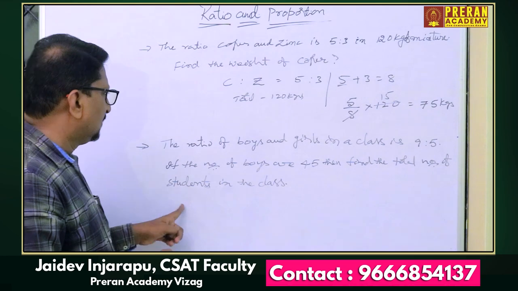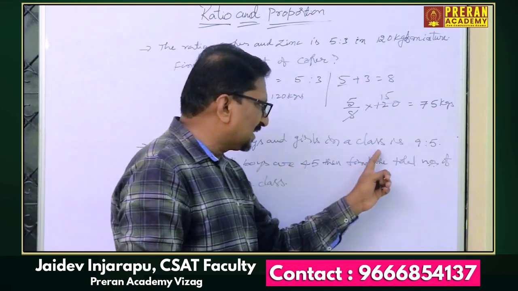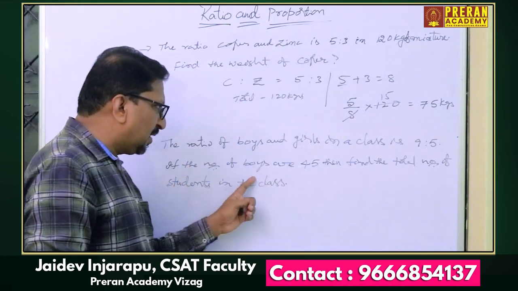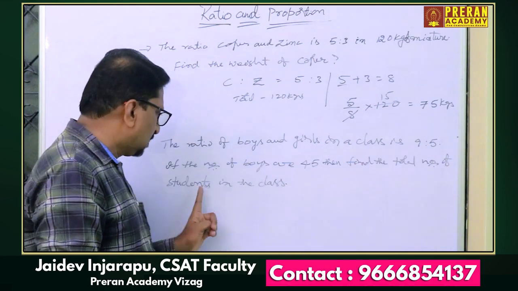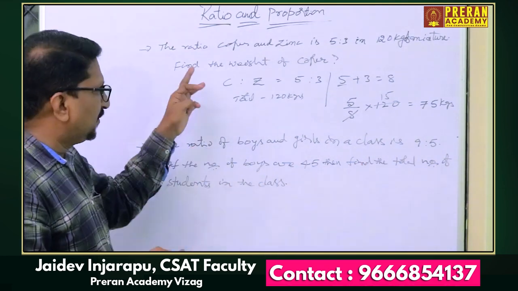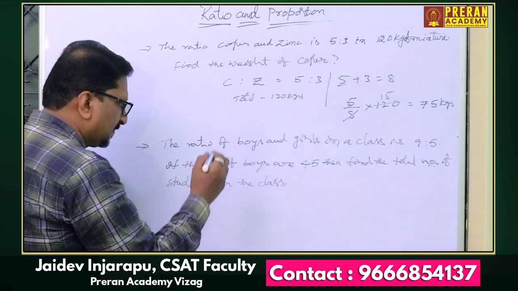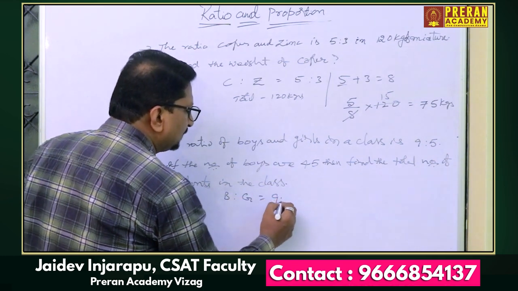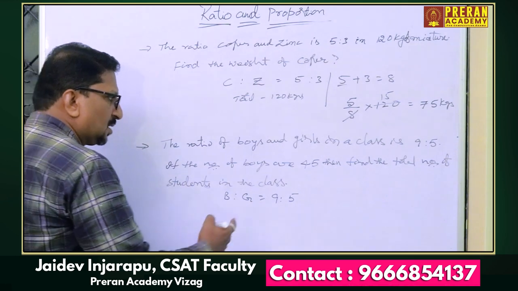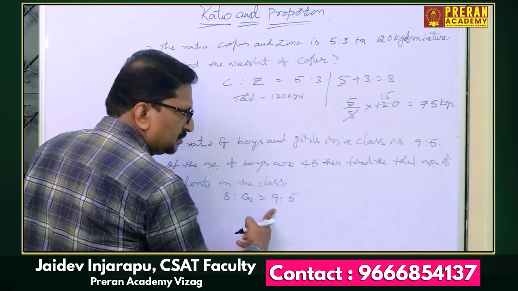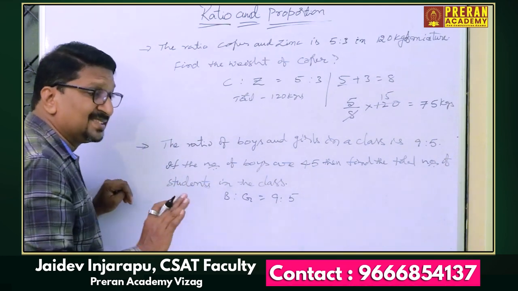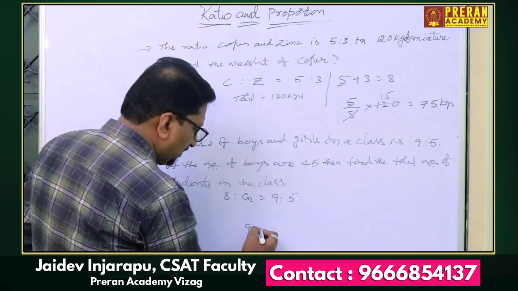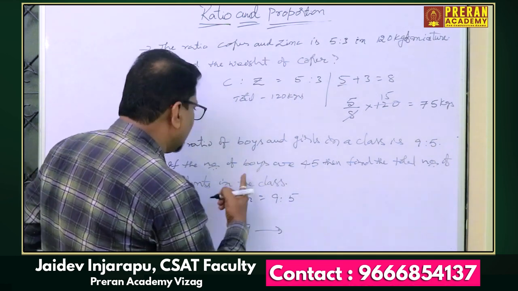Now coming to this one. The ratio of boys and girls in a class is 9:5. More or less the same information. But here, if the number of boys is 45, then find the number of students in the class. For this question, this is opposite. So boys is to girls is 9:5. So only boys means 9 parts. He has not asked you only girls, he has asked you total number of students. So 9 parts is how much? 45.